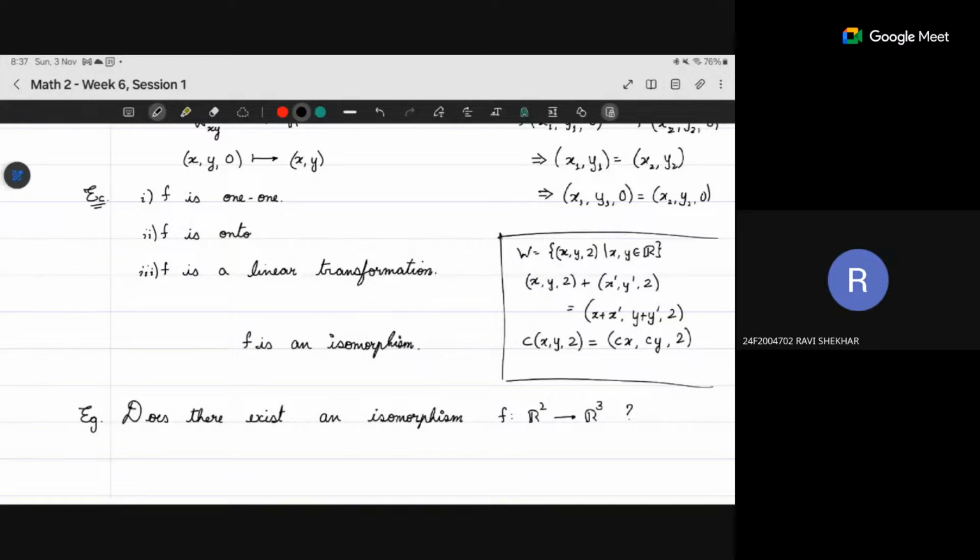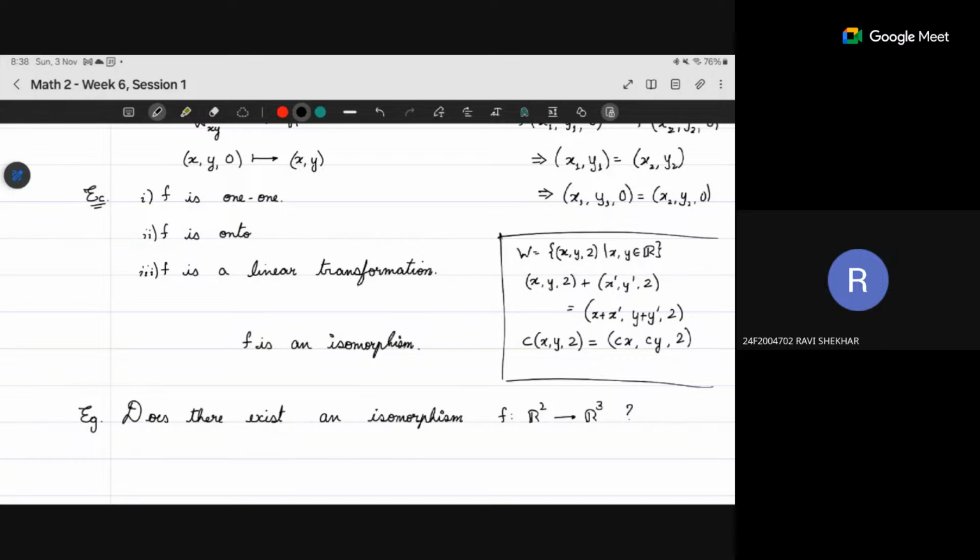And using the usual addition and multiplication coordinate wise, you can see that this is not a vector space because it is not even closed under addition. If you take (x, y, 2) and (x', y', 2), if you add them, you'll get (x plus x', y plus y', 4), which is outside the set.